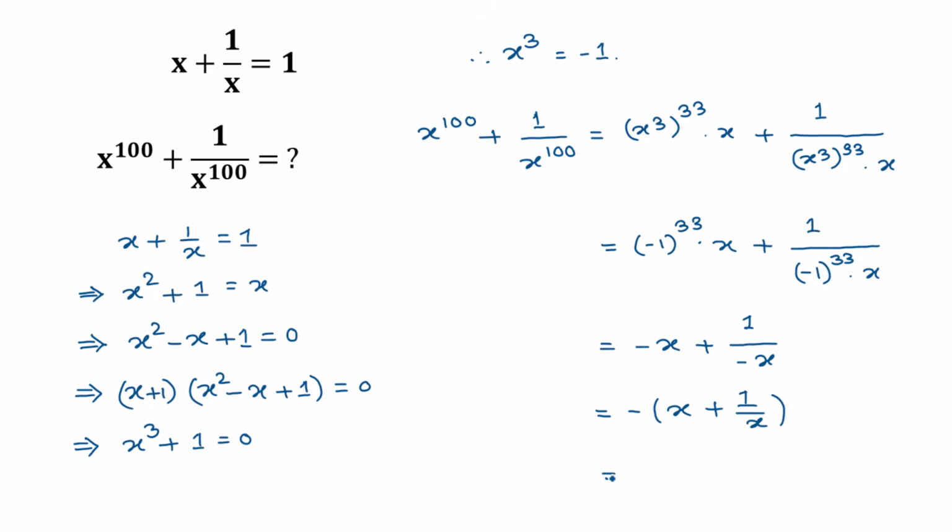is equal to, we have given x plus 1 over x, this is 1. So x plus 1 over x, substituting this, we can write negative of this value is 1. So negative 1, and this is the value of x to the power 100 plus 1 over x to the power 100. This is the solution of our given problem.